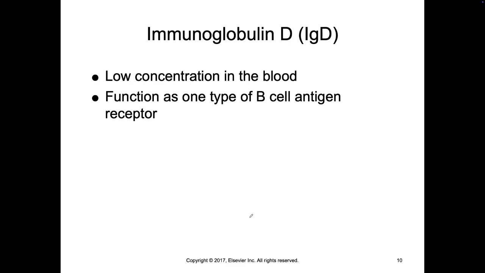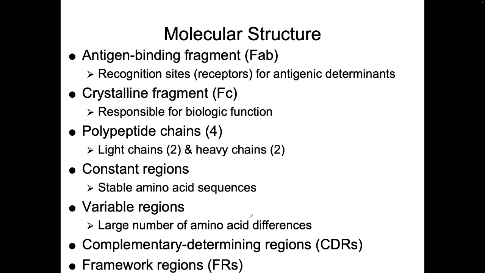IgD is a B cell receptor. Okay, and is not generally found free floating in the blood or in the fluids. Okay, the antigen binding fragment has the recognition sites for the antigens. The constant region is responsible for determining where the antibody functions. There are two light and two heavy chains that make up the structure.